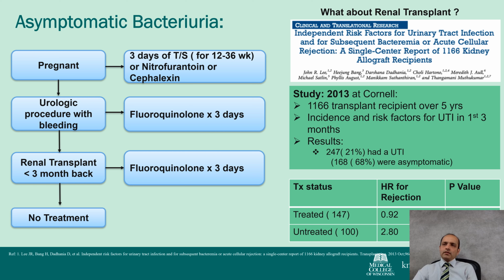Why in a renal transplant? If you don't treat renal transplant, there is more rejection in this population, especially in the first 3 months. And in all these cases, you treat with fluoroquinolone 3 days, except in the pregnancy, where you treat with 3 days of trimethoprim sulfa from 12 to 36 weeks. And then if it is in other time, then you use either nitrofurantoin or cephalexin, because you cannot give Bactrim in the first trimester or in the last trimester, or around the time of delivery.